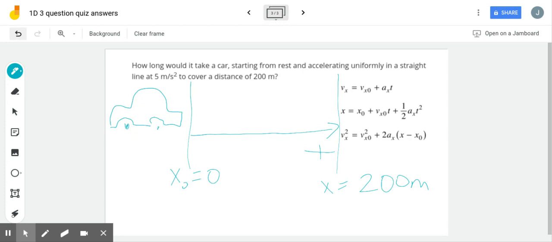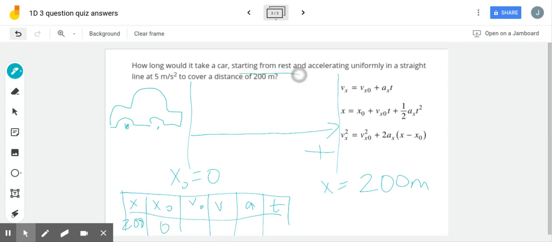So I'm going to go ahead and make my table: x naught, v, a, t. Okay, and I'm going to fill in what I know. X is 200. X naught is 0. Starting from rest means an initial speed of 0. Accelerating uniformly in a straight line at 5 meters per second squared. So a is 5. And then how long, that's t. So t is question mark.